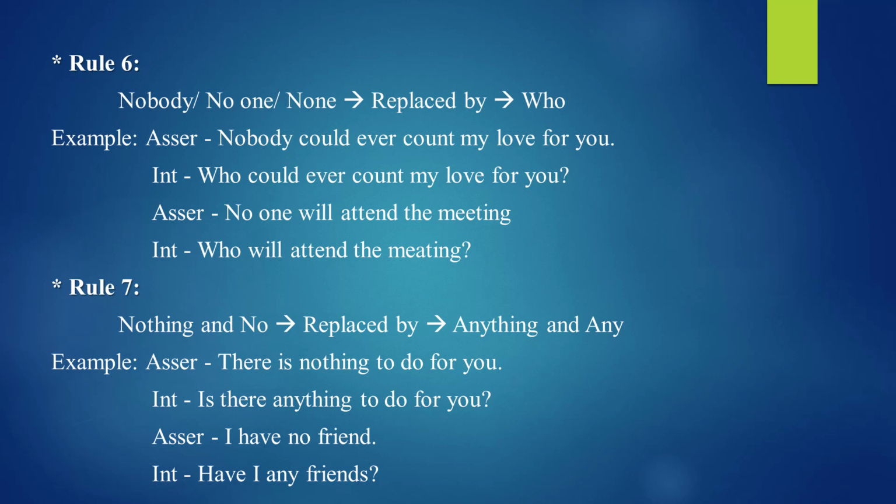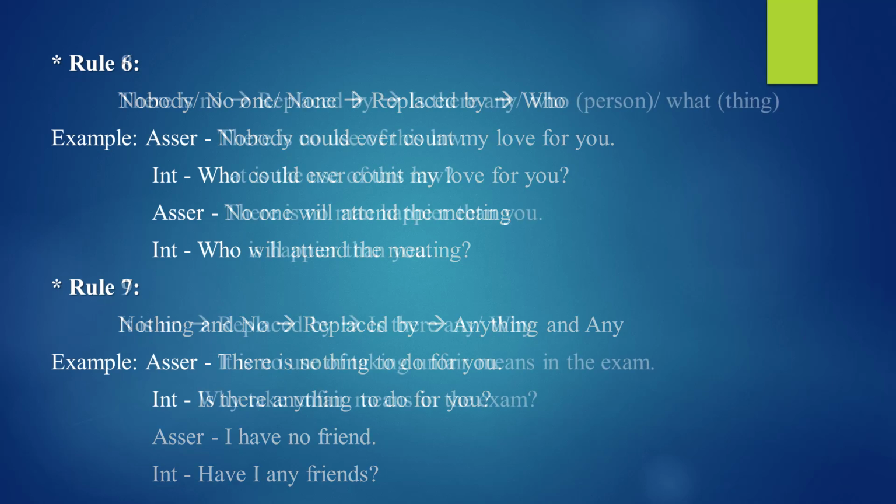Rule 7. Nothing and no should be replaced by anything and any. For example, there is nothing to do for you. Interrogative, is there anything to do for you? I have no friends. Interrogative, have I any friends?